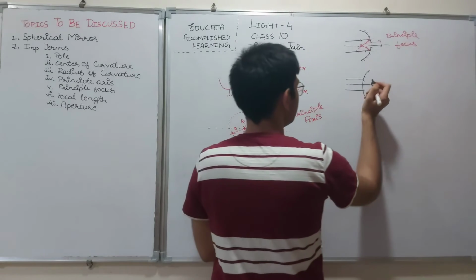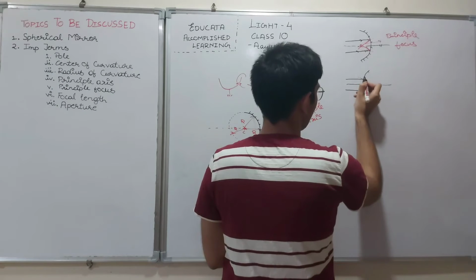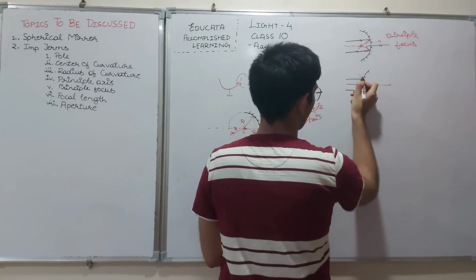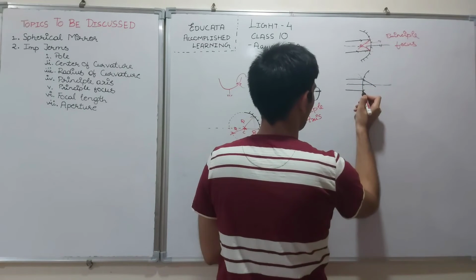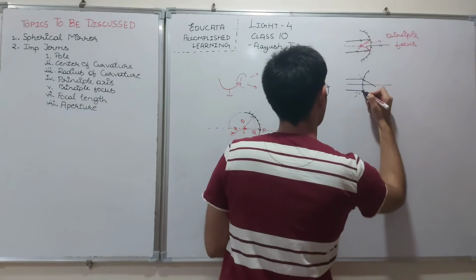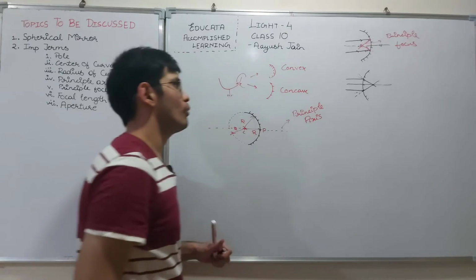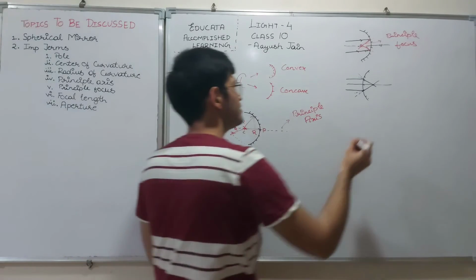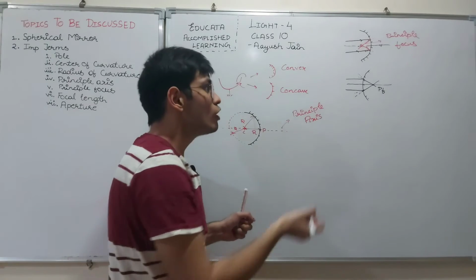Now in this case, if we apply the laws of reflection, it should pass from over here, but it will just go inside. If we apply the laws of reflection, this is the normal, this should be the reflected ray, but it will just pass inside. And this particular point that we are getting is the principal focus of what? Principal focus of the convex mirror.